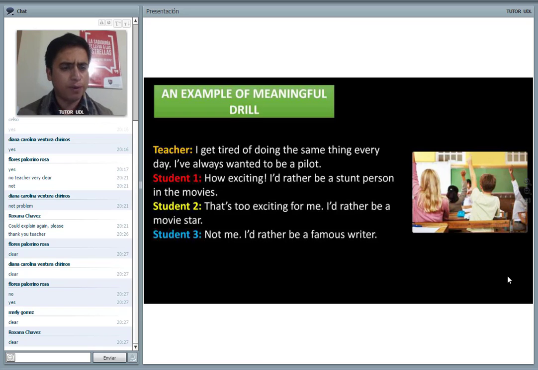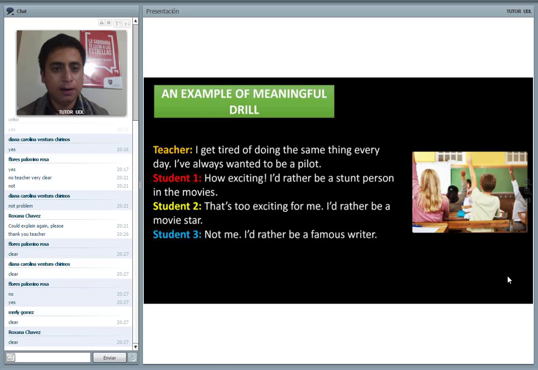Do you remember a stunt person is a famous person in the movies? A stunt person is like a person who participates in the movie, like the actor, something like that. And student two will say, that's too exciting for me. I'd rather be a movie star. The next student will say, not me, maybe this is in negative. I'd rather be a famous writer.